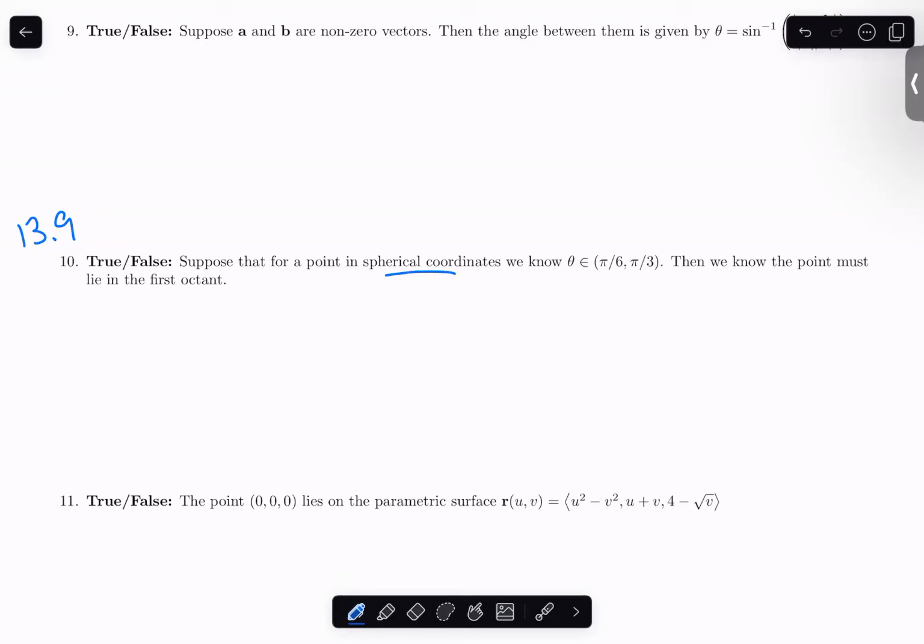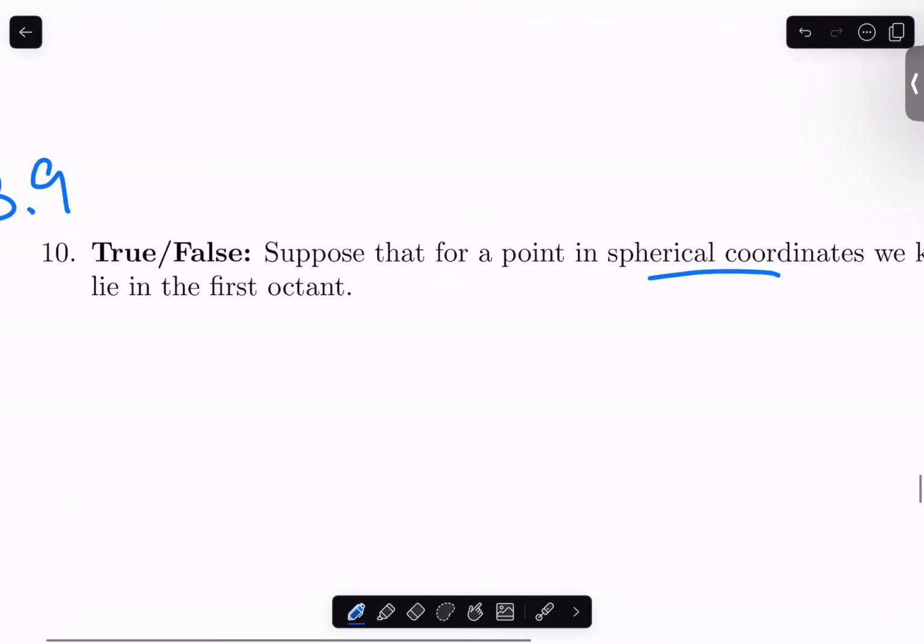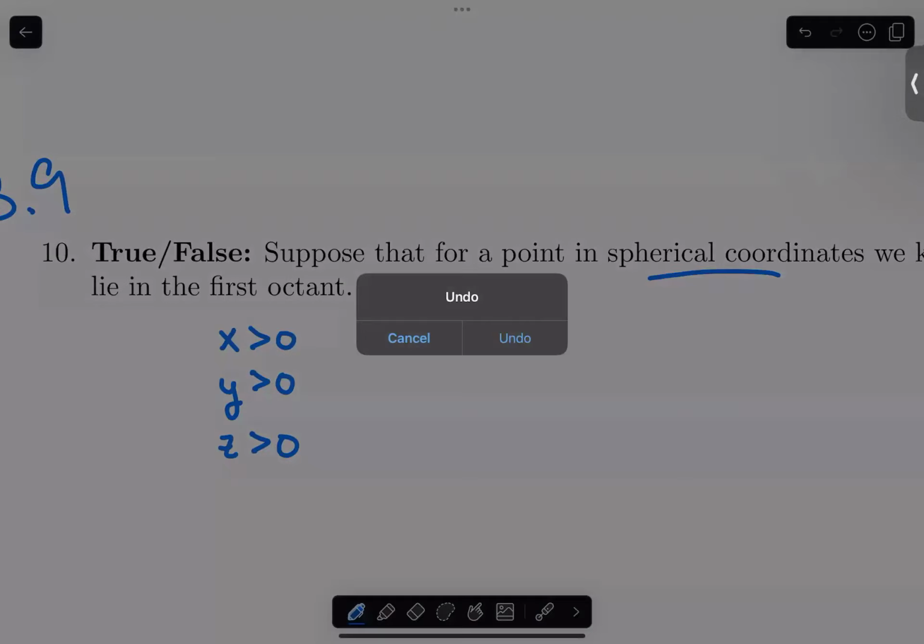There are a couple different ways that we can think about this. First of all, we need to remember what the first octant is. The first octant means that x should be greater than 0, y should be greater than 0, and z should be greater than 0. It's the only octant that has a name, first octant. There isn't a second octant or a third octant, as you probably recall from 12.1. But first octant is kind of like the first quadrant, but in 3D. So it's where everything's nice and positive.